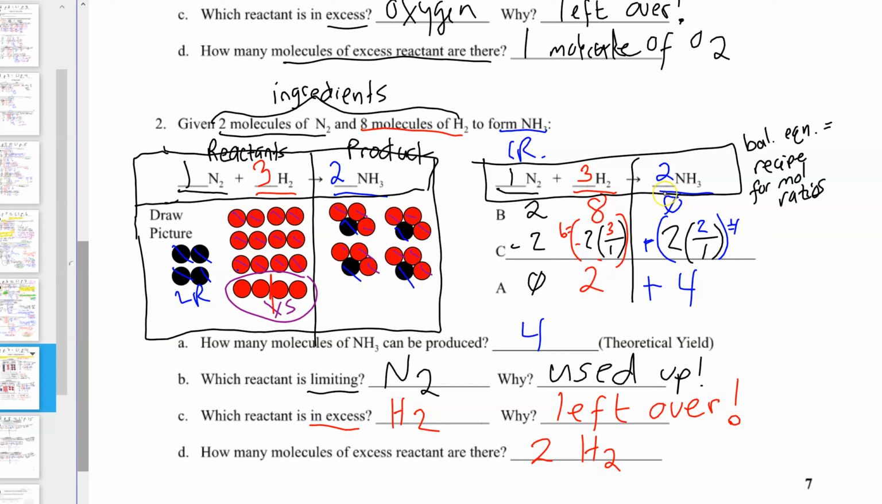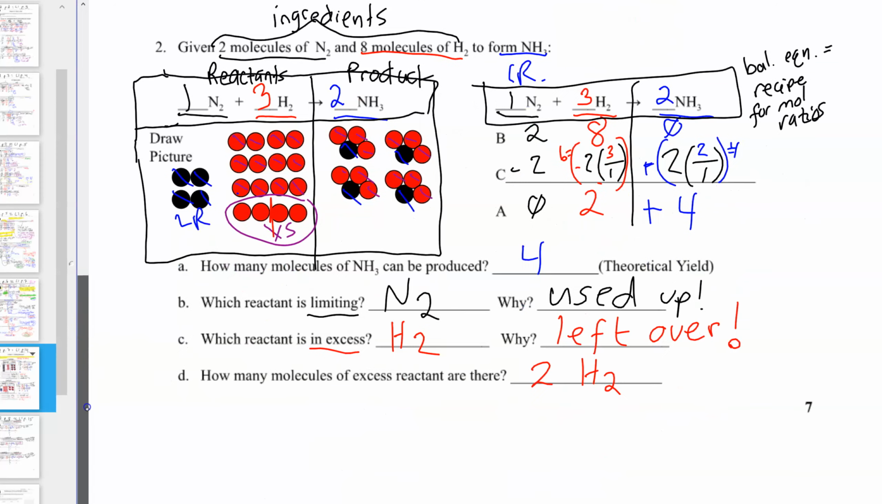And then for the ammonia, I'm starting with 0. I'm creating 2. The 2 comes from right here, times the mole ratio, which is 2 over 1. 2 times 2 over 1 is 4. Start with 0, create 4. There are 4 left over. If you look, this matches up exactly with this picture. Good. Let's flip the page.